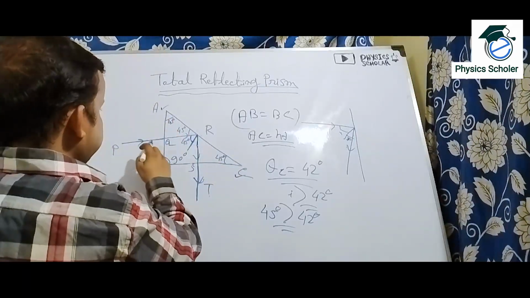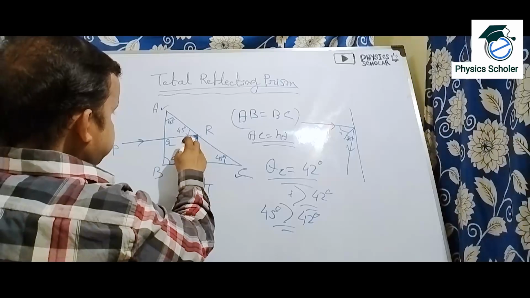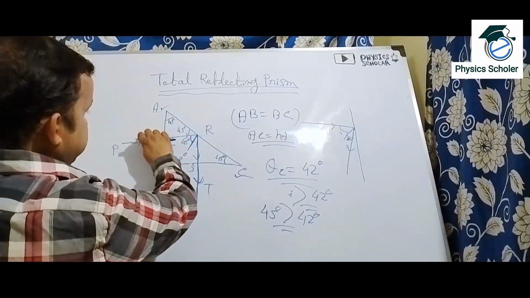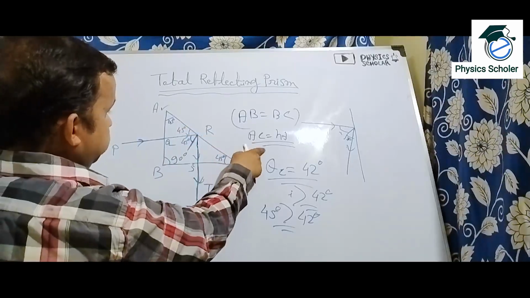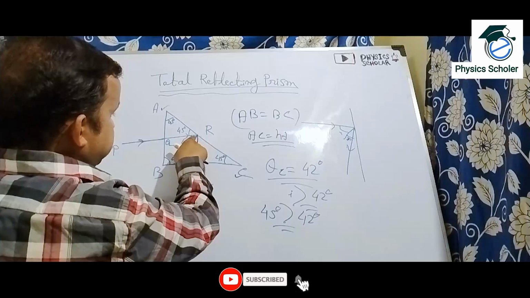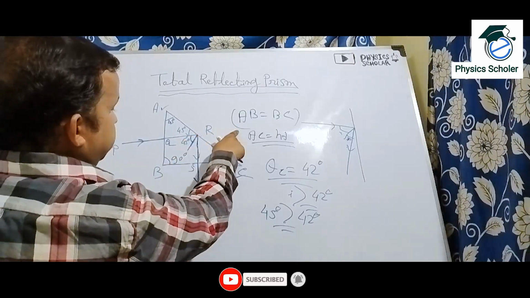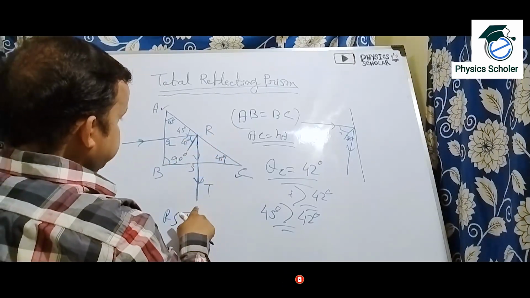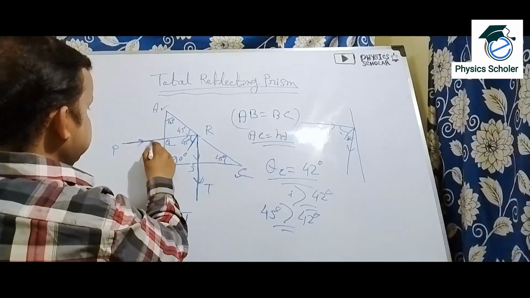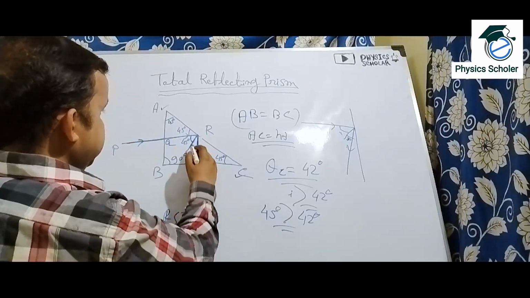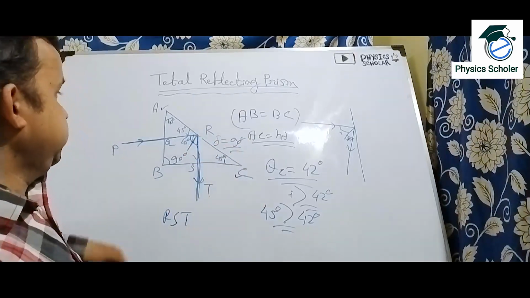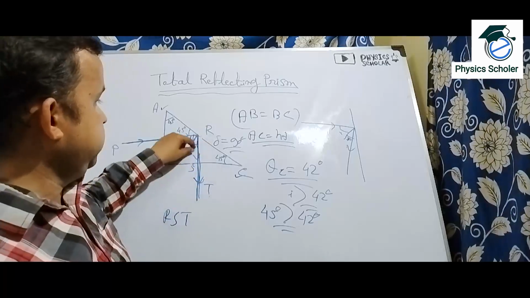So this is the PQR ray. It falls on the surface AB perpendicularly, and is incident on the surface AC, the hypotenuse of this triangle, at an angle of 45 degree. As the critical angle is 42 degree, no ray will be refracted. All the rays will be reflected back in the path of RST. Now here, this is the incident ray and this is the emergent ray. So the angle of deviation delta is equal to what? 90 degree. The angle of deviation between the incident ray and the emergent ray is 90 degree.